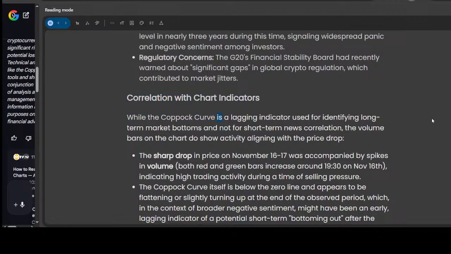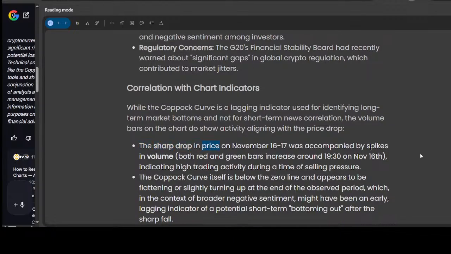Correlation with chart indicators. While the Copic curve is a lagging indicator used for identifying long-term market bottoms and not for short-term news correlation, the volume bars on the chart do show activity aligning with the price drop. The sharp drop in price on November 16 to 17 was accompanied by spikes in volume. Both red and green bars increase around 19:30 on November 16, indicating high trading activity during a time of selling pressure.